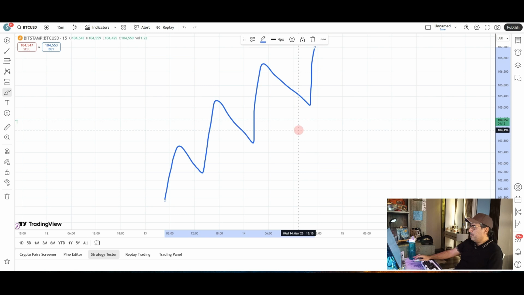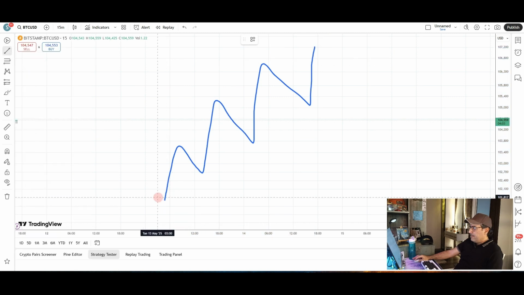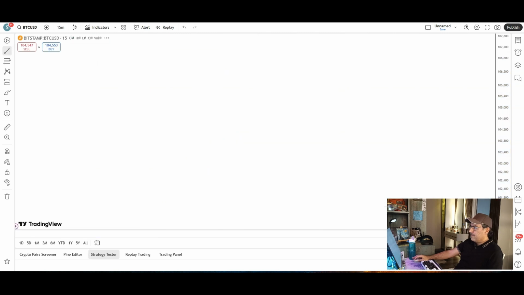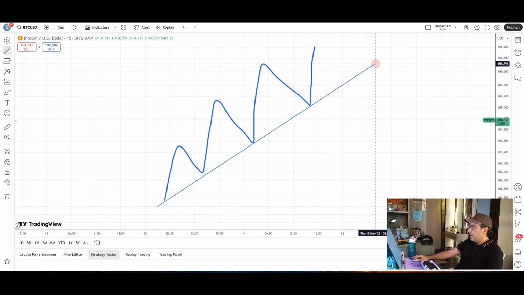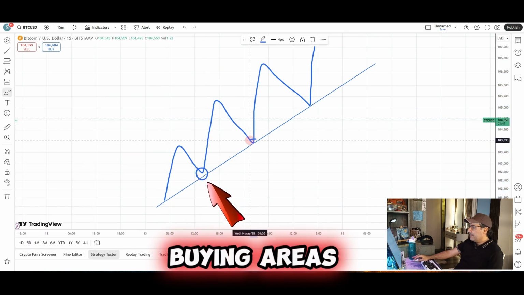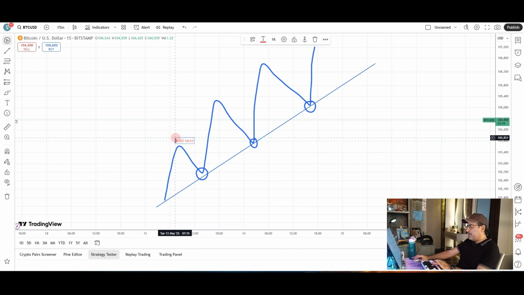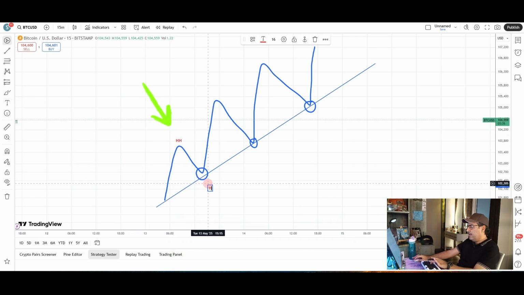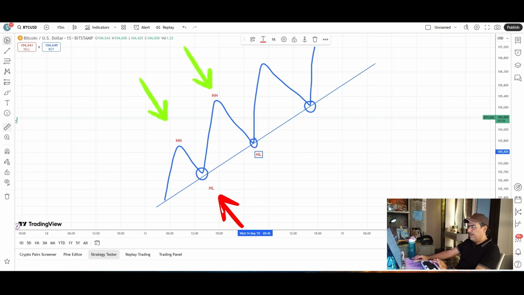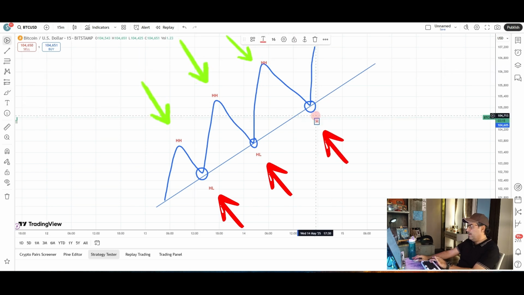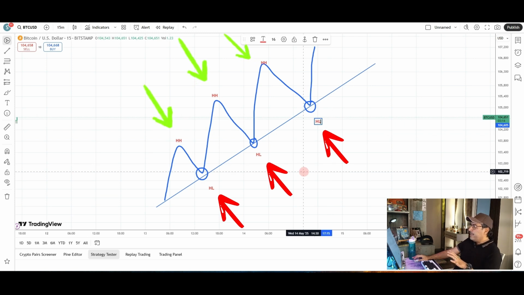This is how the trend works. You guys already know what the trend is. This is your trend line. These are your buying areas. Okay? This is a higher high, higher low, another higher high. This is how the trend line works.